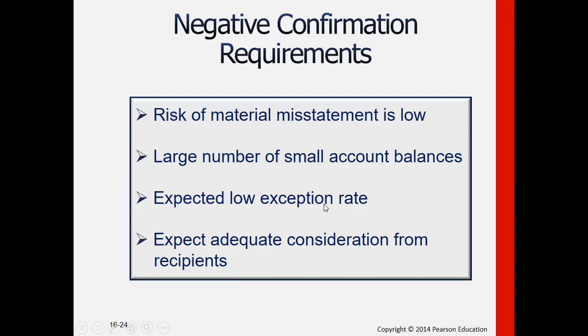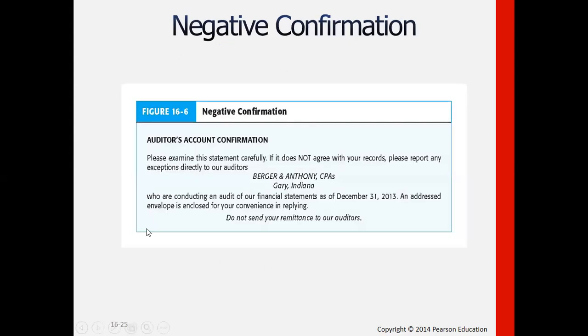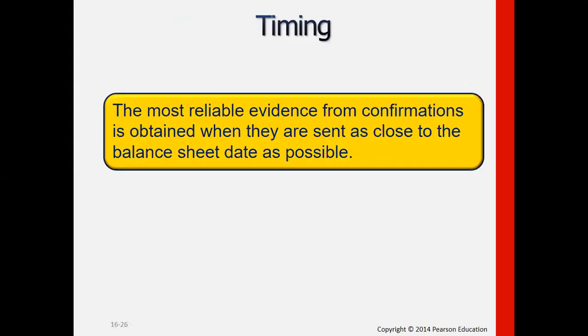Okay, so of course they will not have to reply, they're not required to reply, and we assume that such would be correct. So, example here: please examine the statement carefully. If it does not agree with your records, please report any exceptions directly to our auditors. And then, do not send your remittance to our auditors. So just to confirm that this is checking the balance. So no remittance. This is not asking for any payment, just confirmation of the balance.